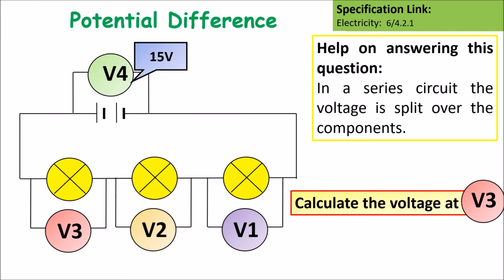In this example, we're starting off with 15 volts, however it's been split over 3 components, so the voltage at 3 would be 15 divided by 3, which would be 5 volts. Same again, 18 volts to start off with over 3, which would give us 18 divided by 3, which would be 6 volts. This one, same again, 21 over 3, 7 volts each.